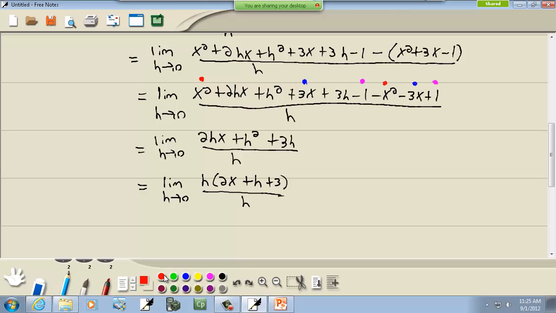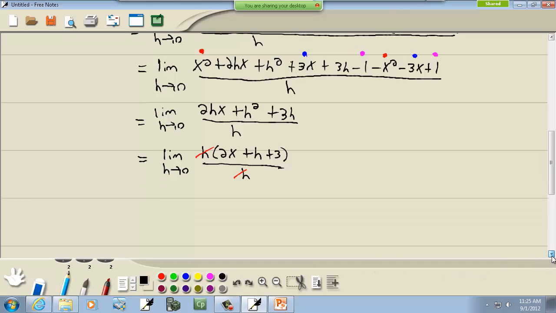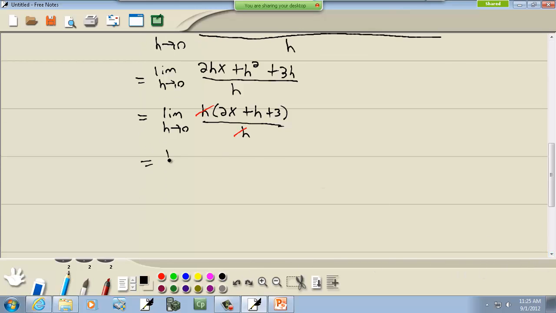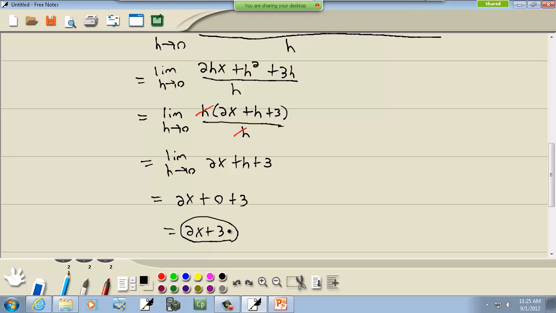all over h. Now if you got h times something up on top and then h down below, since this is multiplication on top, the h's can cancel. And all of a sudden our h that was down below is no longer there. It's not causing us problems anymore. So we've got a limit as h goes to 0 of 2x plus h plus 3. And now we can do our direct substitution. We'll plug 0 in for the h. So I got 2x plus 0 plus 3, which gives us 2x plus 3. And that's our answer. That's our derivative.